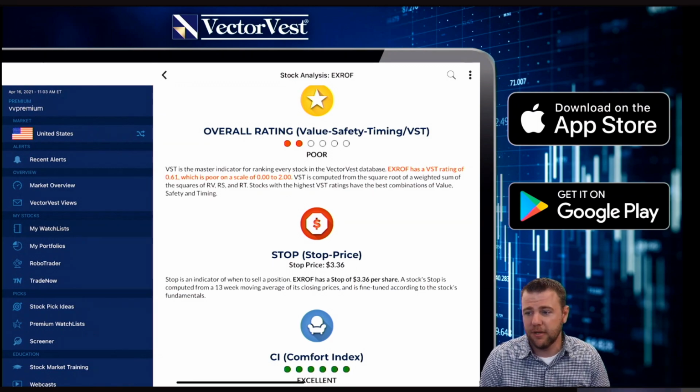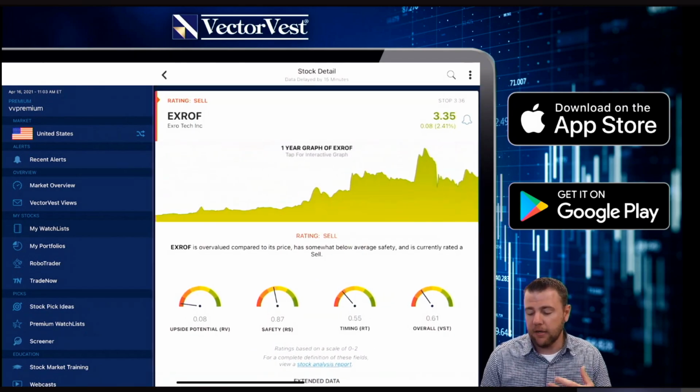So now that we've got our indicators, everybody should have a good understanding of these indicators. Let's go ahead and talk about what we see here. So just doing a simple analysis, looking at Extroff, if this was our portfolio right now as of today, this is our worst performer. It has poor long-term potential.